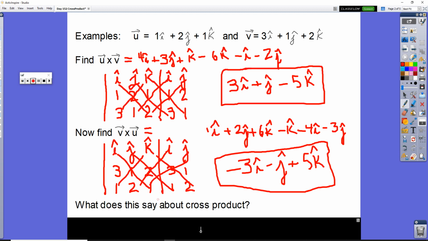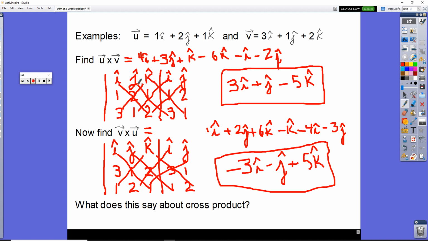So the first thing that I want to point out to you is if you look at the answer that we got for u cross v, we got 3i plus j minus 5k. And the answer that we got for v cross u was negative 3i minus j plus 5k. What does it say about cross product? Well, first of all, when you compare the two answers here, you notice that they're not the same. It's not commutative. But if you look even more carefully at them, you're going to notice that the coefficients are exactly opposite. So here we had positive 3i, here we have negative 3i.